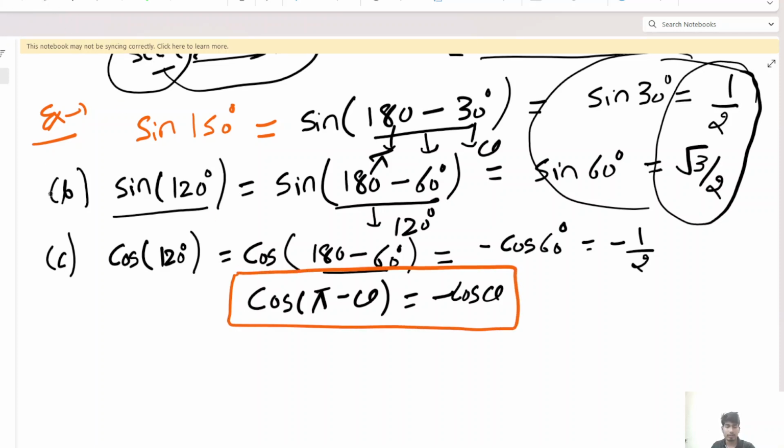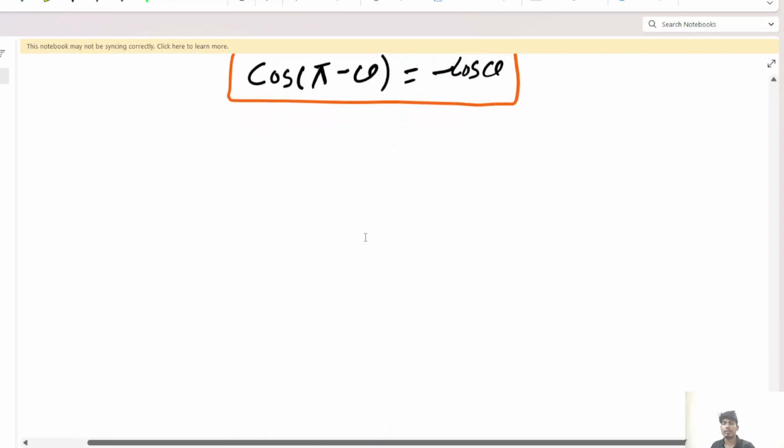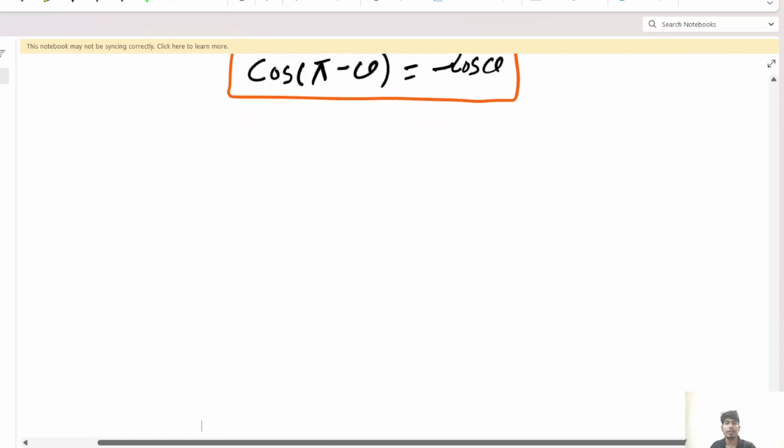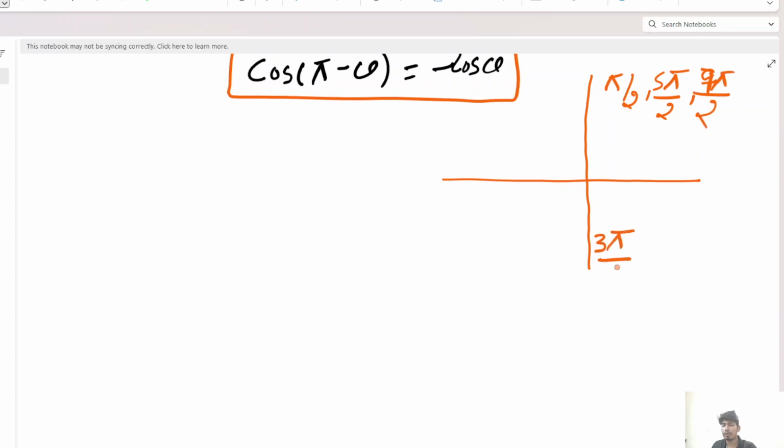Okay, so we know what we do on the x-axis, now we do on the y-axis. What is the effect on the trigonometric ratios when we change on the y-axis? Let this be the y-axis, this is the x-axis. We know here are pi by 2, 3 pi by 2, 5 pi by 2, 7 pi by 2, and this is 9 pi by 2. These are the values here.